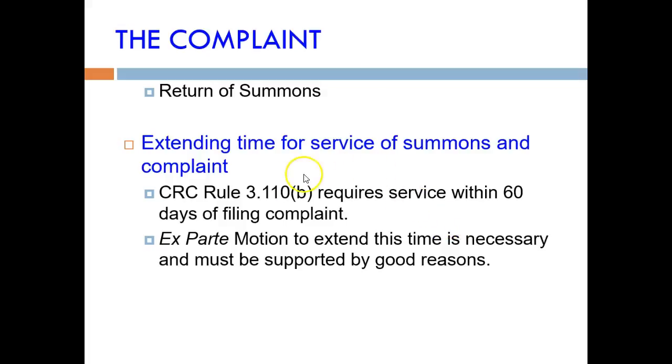This is the end of Chapter 1 for right now. It's the end of the complaint and service of summons and complaint.